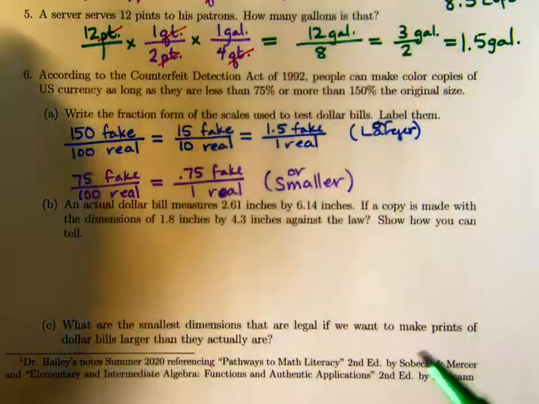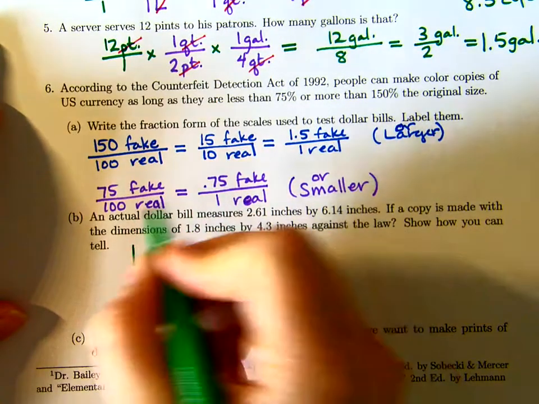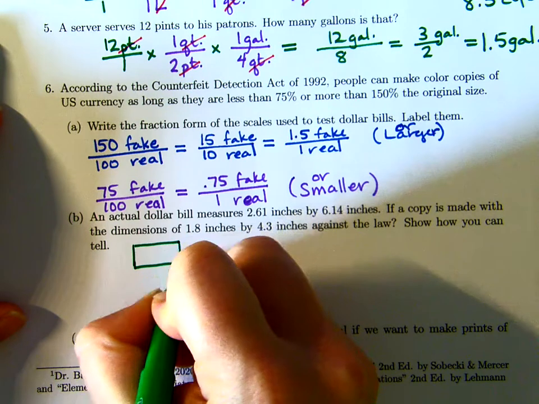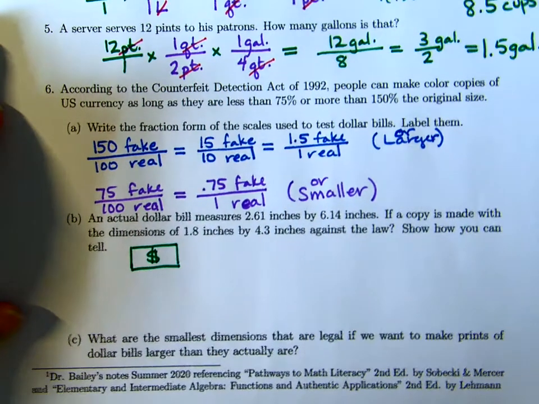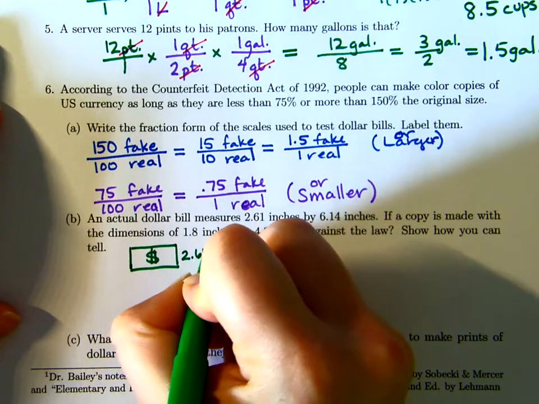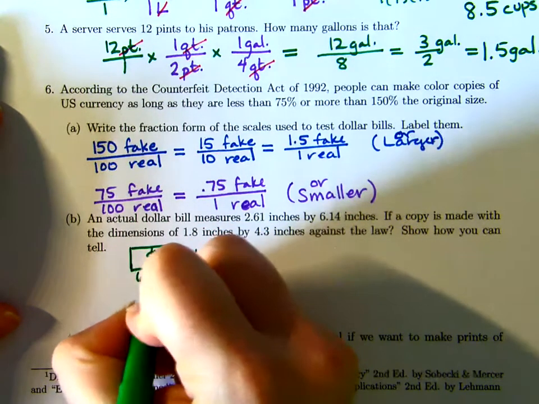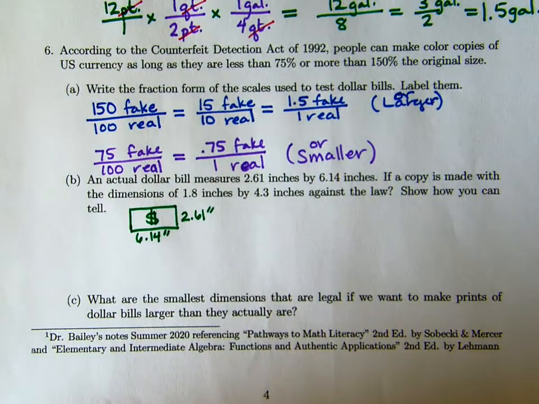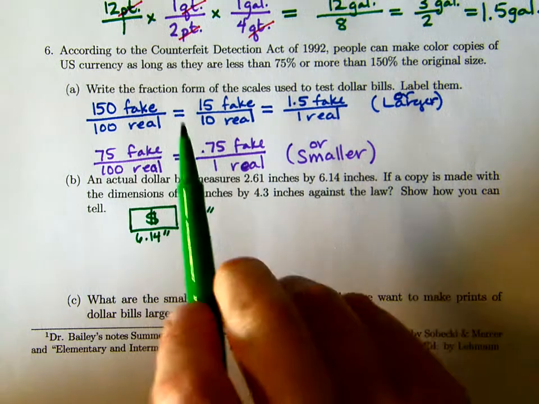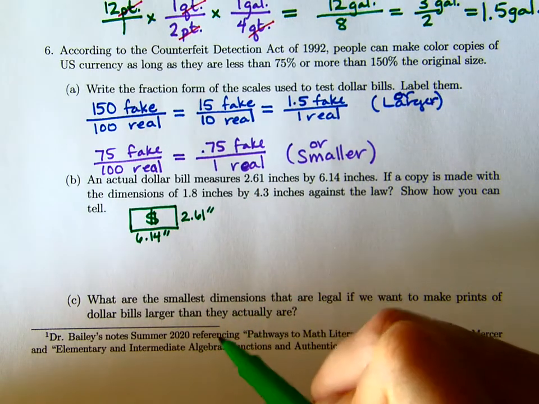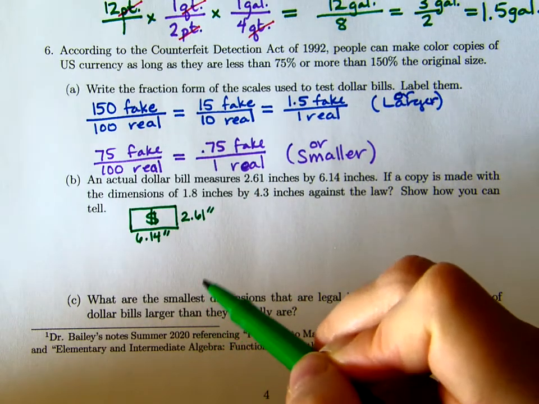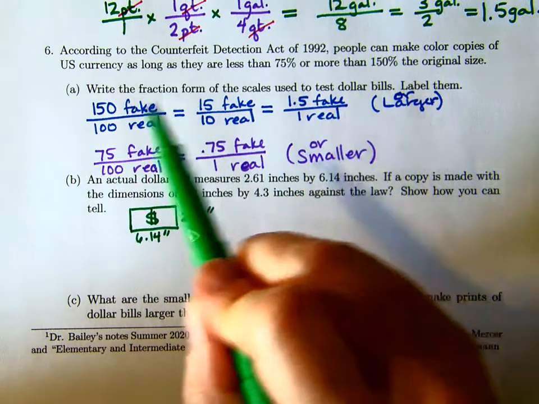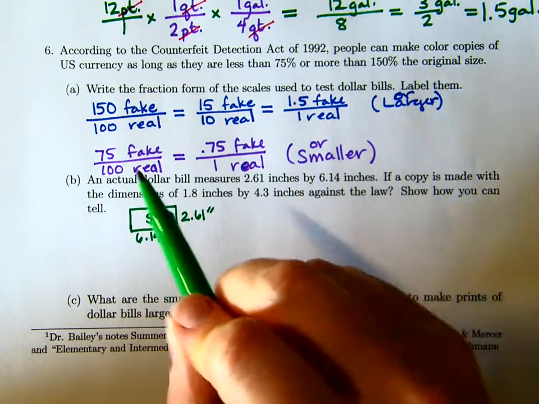An actual dollar bill measures 2.61 inches by 6.14. Okay, I'm going to draw this a little bit. 2.61 inches by 6.14 inches. Got it. If a copy is made with the dimensions of 1.8 by 4.3, is it against the law? Okay, now the first thing we need to realize is that this got scaled down. They've shrunk the money. So we do not need to look at the blue one. We need to look at the purple one.